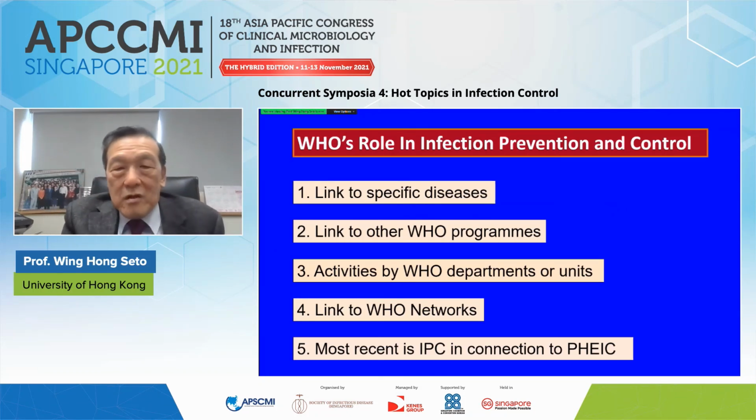So what is the WHO role in IPC? As I said, usually a small part, but it's linked to some specific diseases like TB, polio, and programs like patient safety for hand hygiene, some departments and units, and today now we have an IPC unit. It's not a department yet, it's a unit, and it's still going on. Now then there are networks that do infection control, and of course the most clear black and white one is what we call GIPCN. And of course, most recently, anytime a PHEIC is declared, then there will be infection control guidelines on the website.